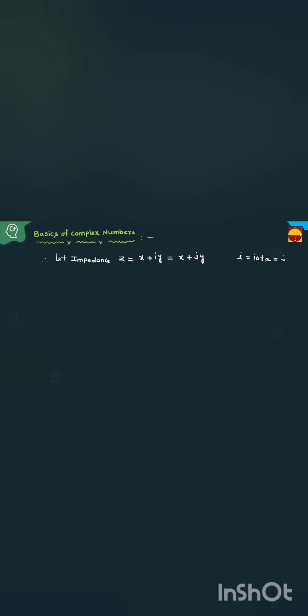Instead of i, we are using j, because in electrical, current is also represented as i. To eliminate that confusion, we are using j. That is X plus jY. This is a representation in complex form. This representation is the rectangular form.